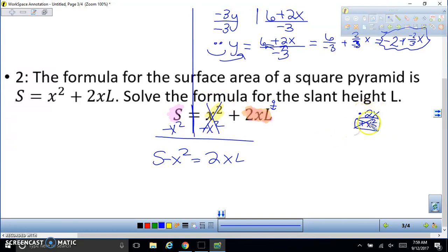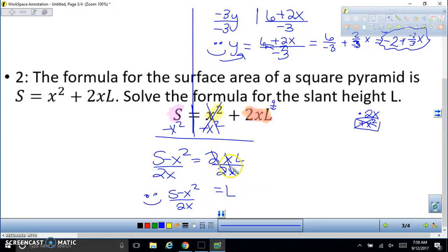Now we're going to undo multiplication with division. And we're going to divide by 2x. 2 divided by 2 is 1. X divided by x is 1. Now we have L by itself. Divide by 2x. I'm happy if you can get here, because this is the simplified form of this. Okay, this is the nicest form. Yay, you did it. I'm happy if you can get here.